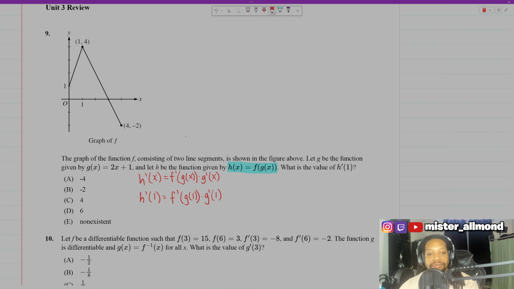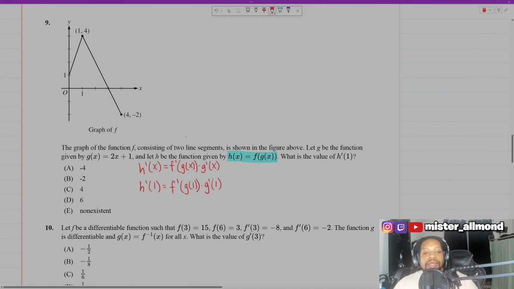Okay, so from here, let's see. I got to figure out what g of 1 is. I can do that algebraically because they give us g of x. I can use my yellow to find g of 1. And then I can do f prime of that because I have the graph of f. So I'll find g of 1, plug that in, and then g prime of 1. So to do that, I got to find g prime of x. A little bit of a process, but I feel like I see where they're going with this one.